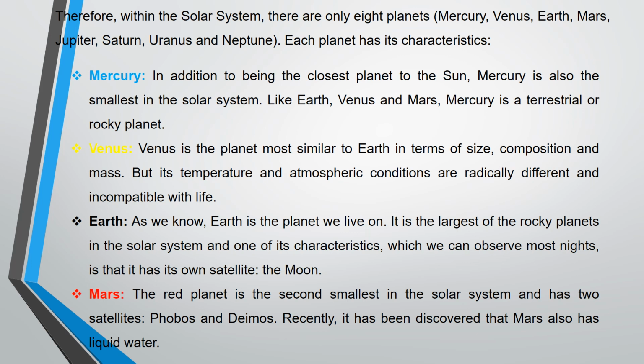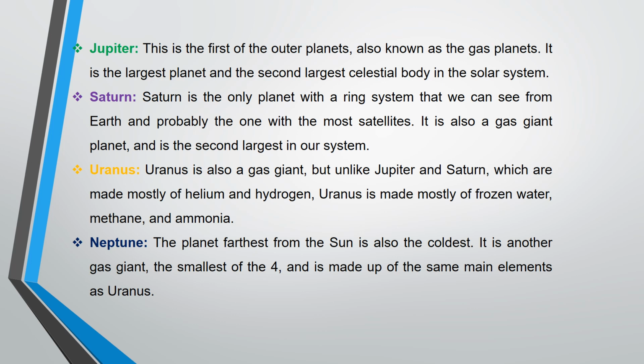Mars, the red planet, is the second smallest in the solar system and has 2 satellites, Phobos and Deimos. Recently, it has been discovered that Mars also has liquid water. Jupiter. This is the first of the outer planets, also known as the gas planets. It is the largest planet and the second largest celestial body in the solar system.